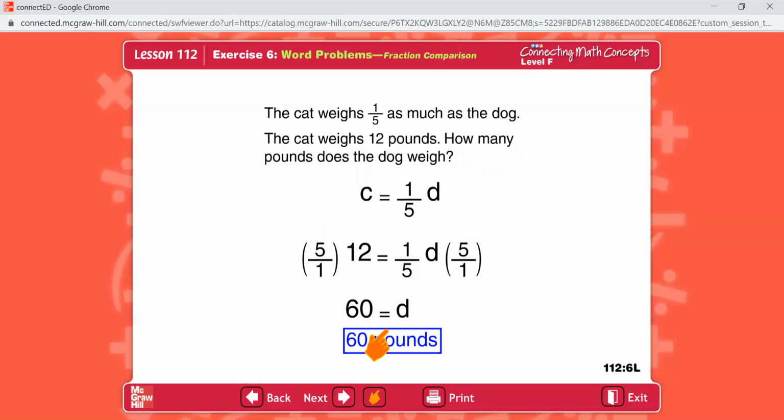So, which animal weighs less, the cat or the dog? The cat weighs less. The dog is 5 times heavier than the cat. The cat weighs 12 pounds and the dog weighs 60 pounds. Those numbers show that the cat weighs 1/5 as much as the dog.